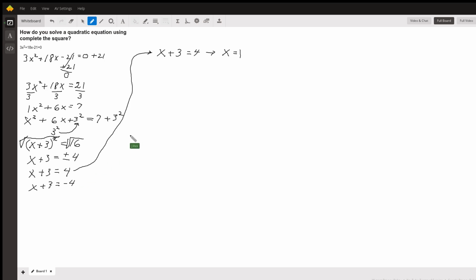Now the next one down here, for the other answer, x plus 3 equals negative 4. If you subtract 3 from both sides, you end up with x equals negative 7. And those are the two answers. And if you plug those answers over here into this original equation, you'll see that they'll work. You'll get a 0 equals 0. And that's how you solve a quadratic equation using complete the square.